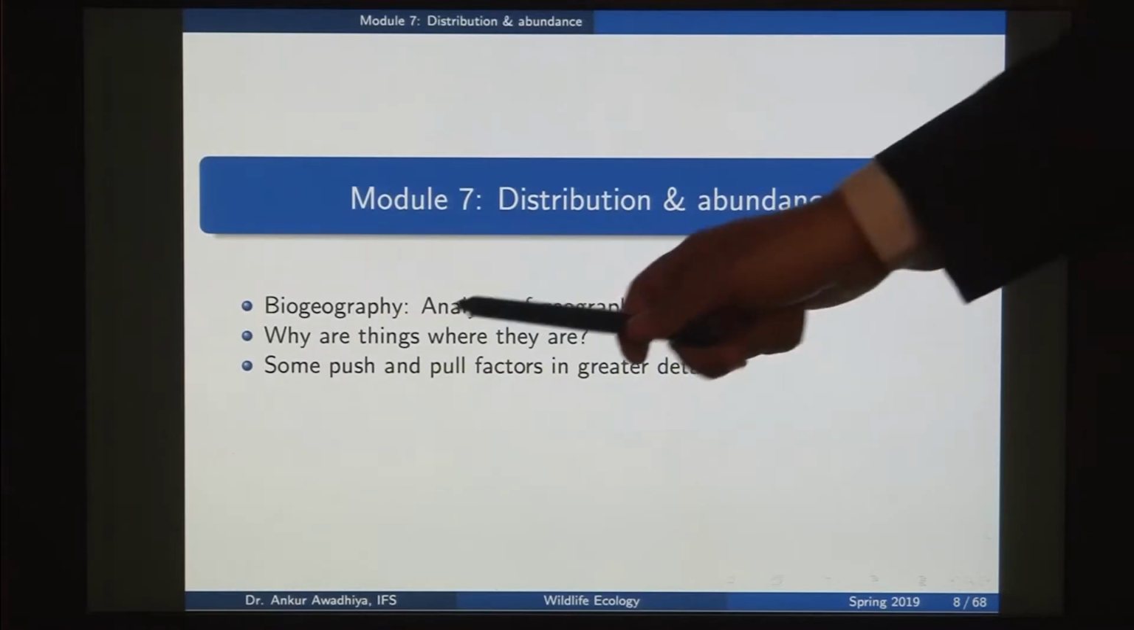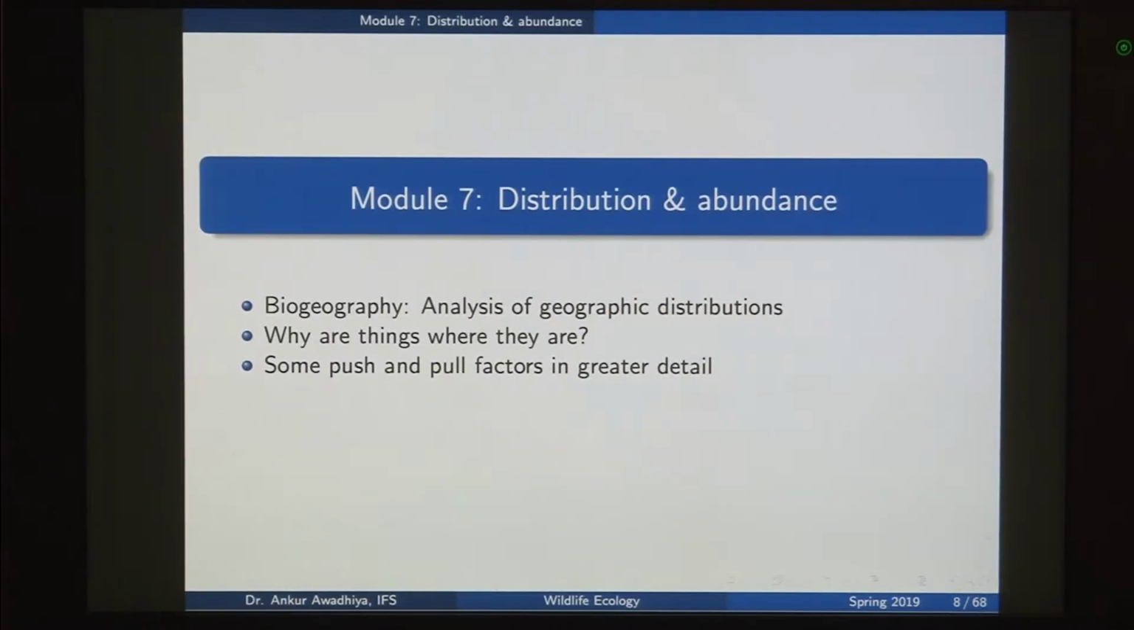Biogeography is a field of ecology that asks the question, why are things where they are? We'll look at this topic in more detail in the second lecture. Here we'll ask, if a species is found in a certain area, why is that species only found in that area? What is constraining the range of that species? Why is it not found anywhere else?